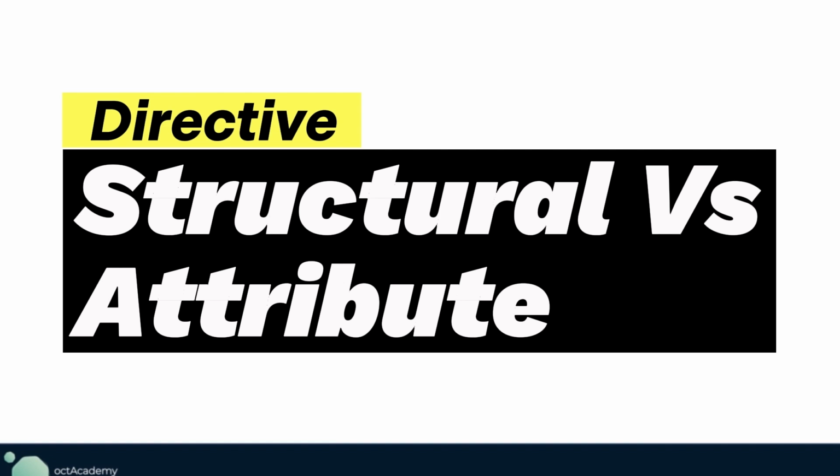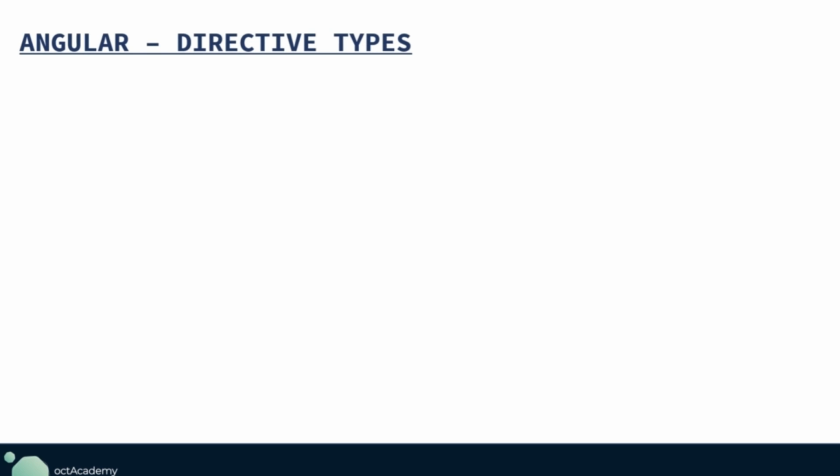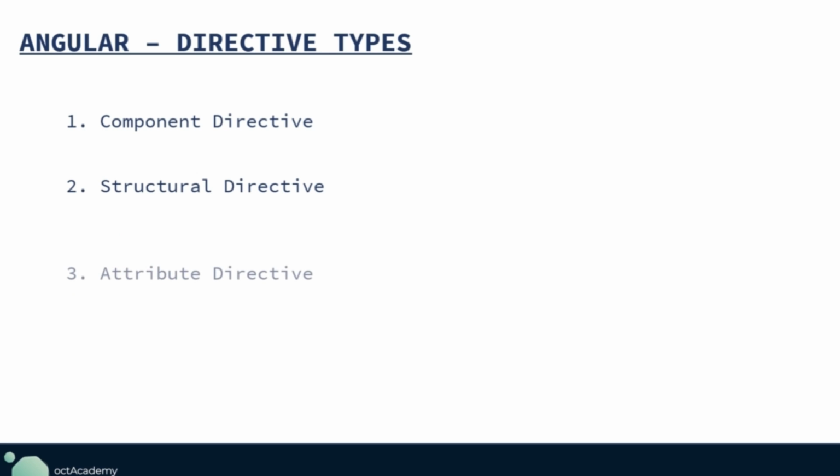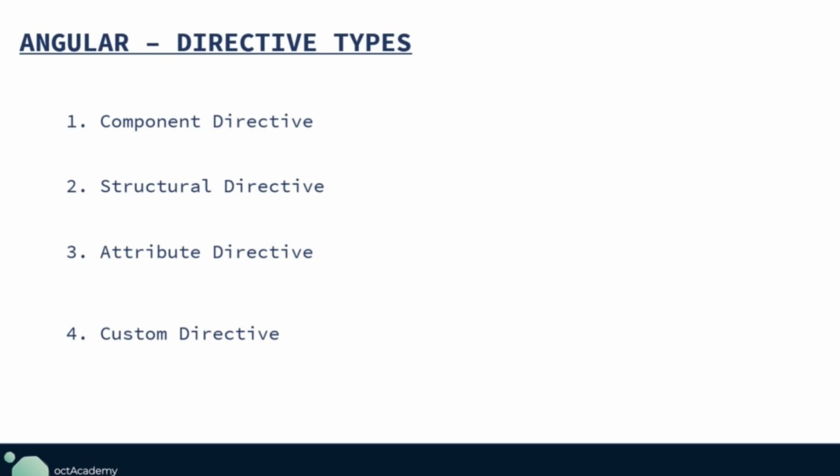Alright, now you guys have an idea about Angular directive. In the first lecture of this section, if you can remember, I said that we have 4 main directive types in Angular. The first one is component directive, which is the Angular component. The second one is structural directive. Third one is attribute directive. And the last one is custom directive.